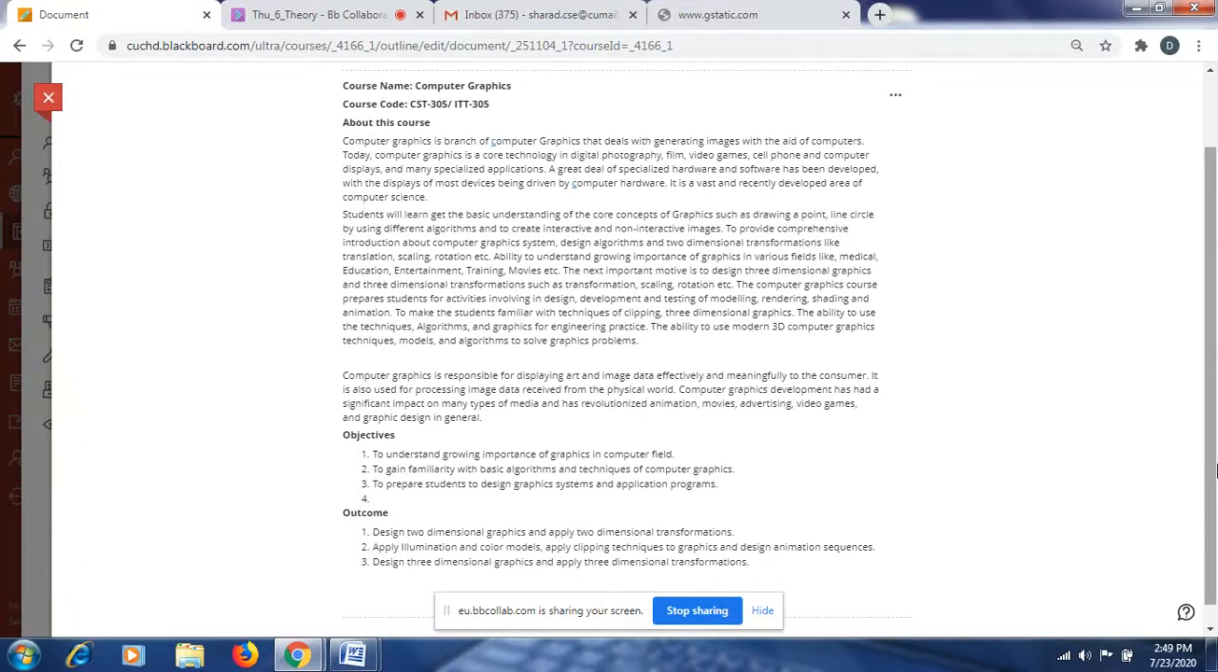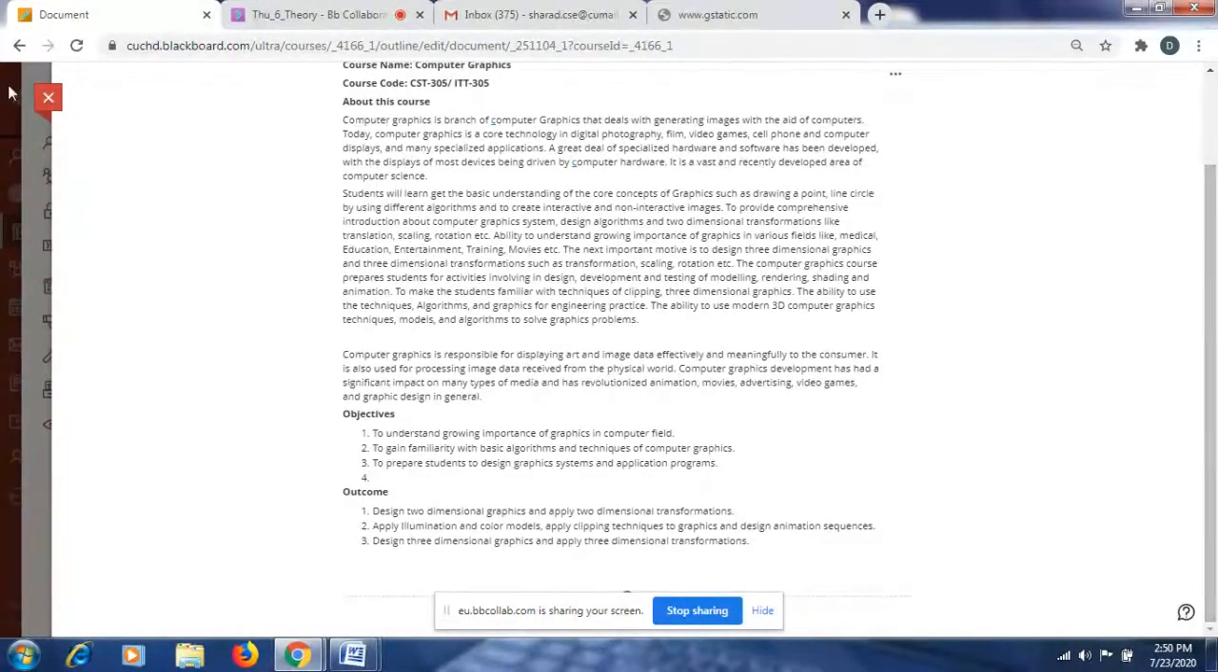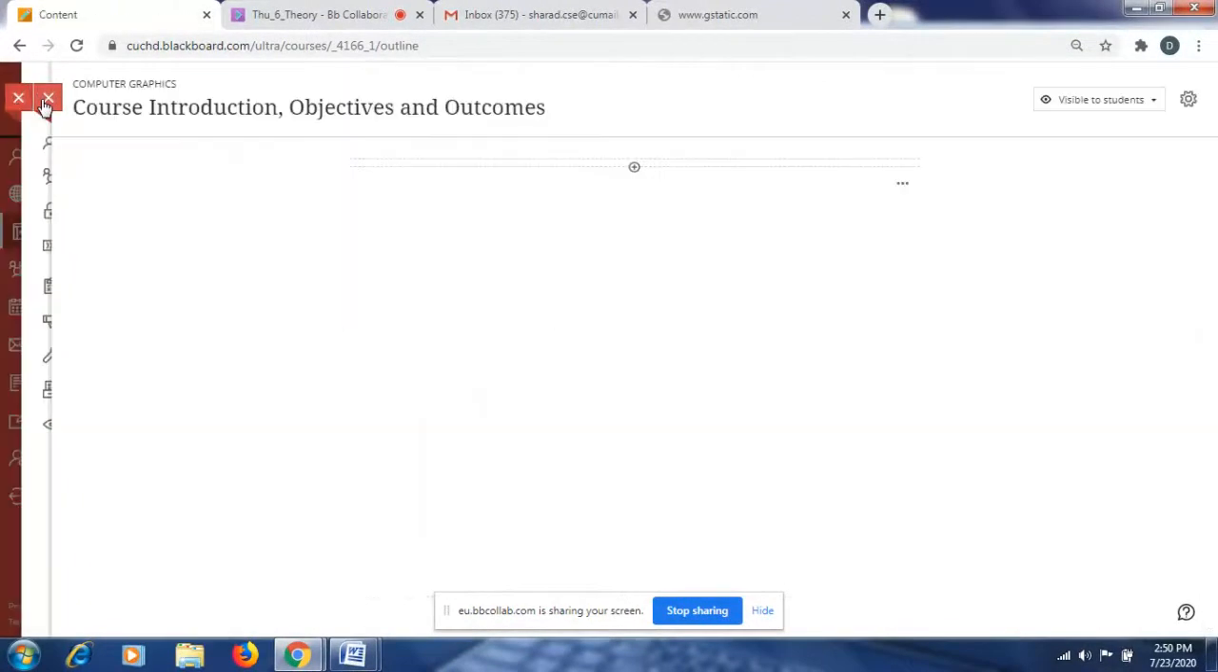The outcomes of this course are to design two-dimensional graphics and three-dimensional transformations, and we can apply different color models, and we can also apply clipping techniques to graphics, and some animation sequences are also designed in this course. And there are three-dimensional graphics, and we can apply three-dimensional transformation over these three-dimensional graphics. So now we are moving towards the syllabus of this subject.